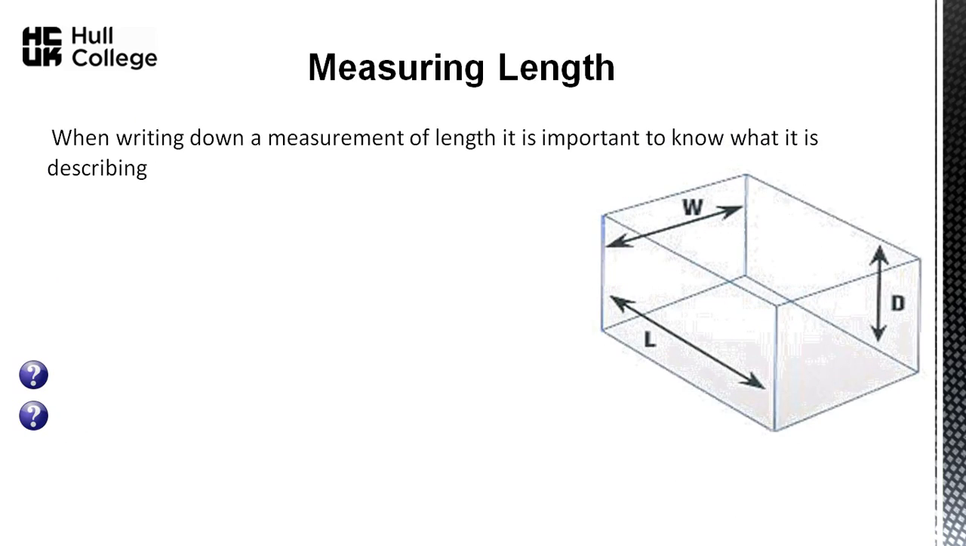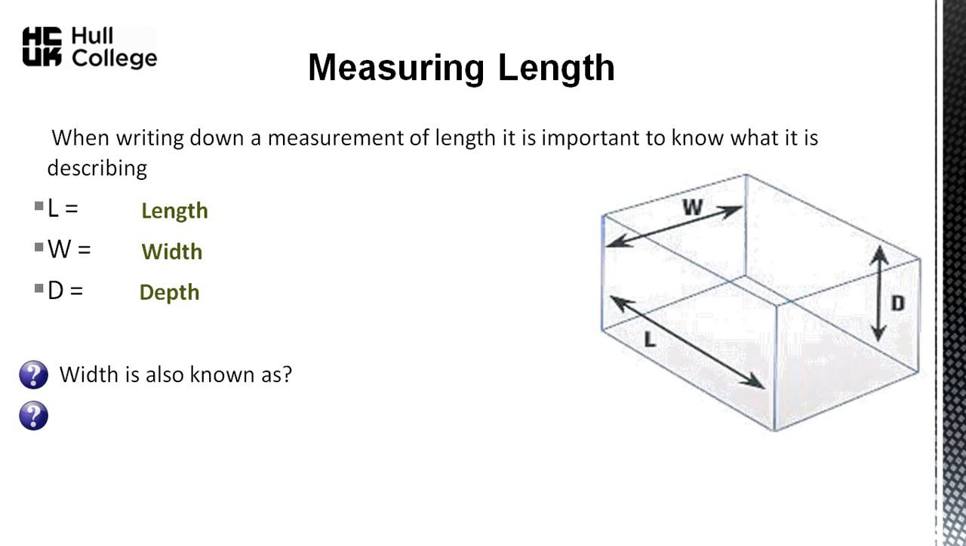When writing down a measurement of length, it is important to know what it is describing. L, which represents length, W, which represents width, and D, which represents depth. What other name is width also known as? Breadth. What is depth also known as? Height.